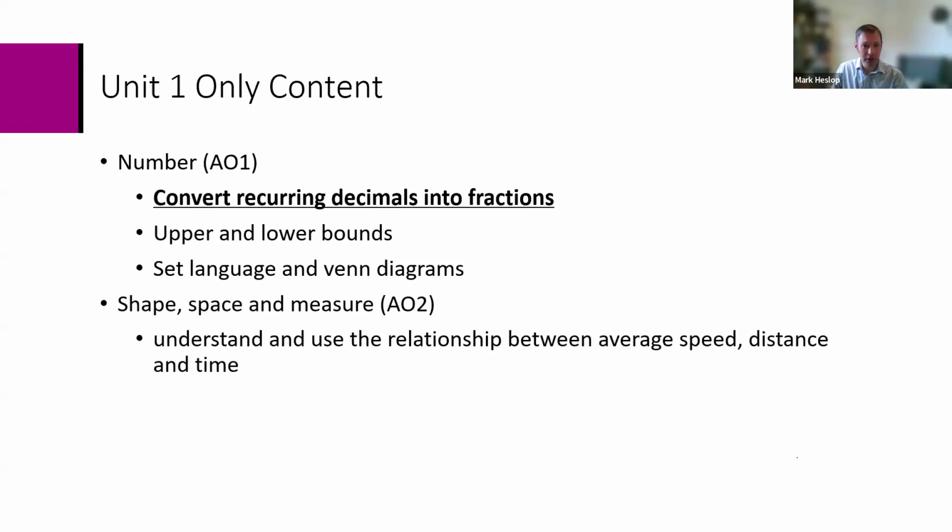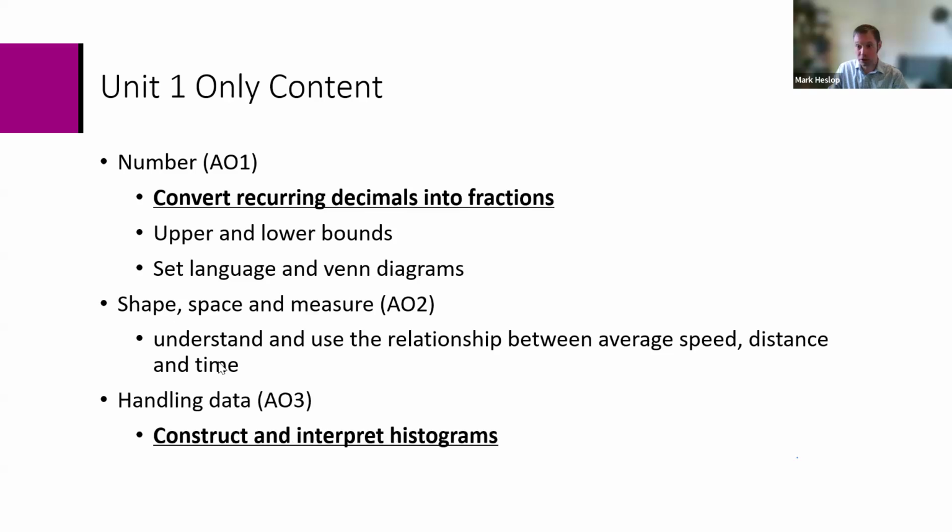Shape, space, and measure. Effectively, understanding and using the relationship of average speed, distance, and time is unit 1 only content. And then AO3, construct and interpret histograms and probability. So you can see in here that Venn diagrams and probability often go together, so they will both only be in unit 1. Okay.